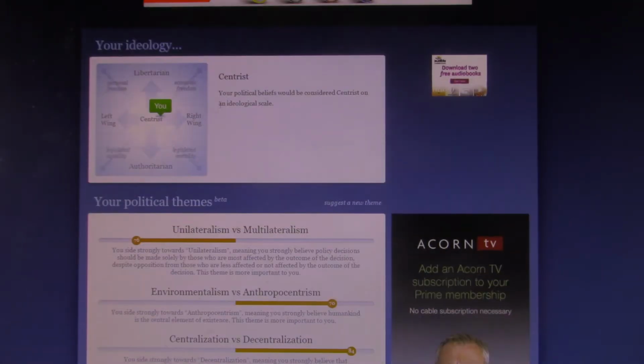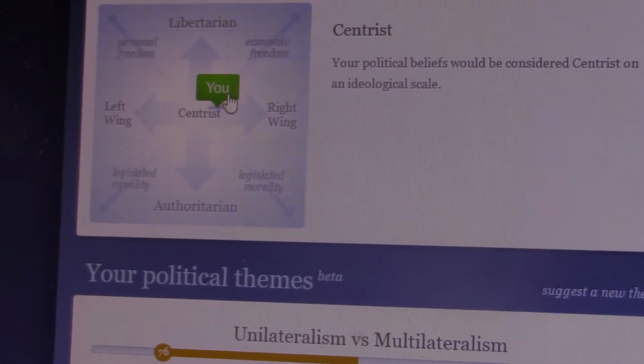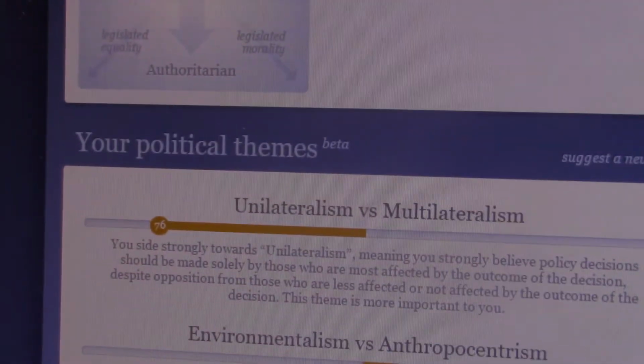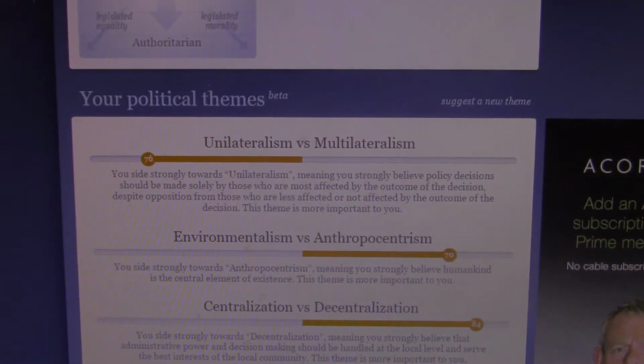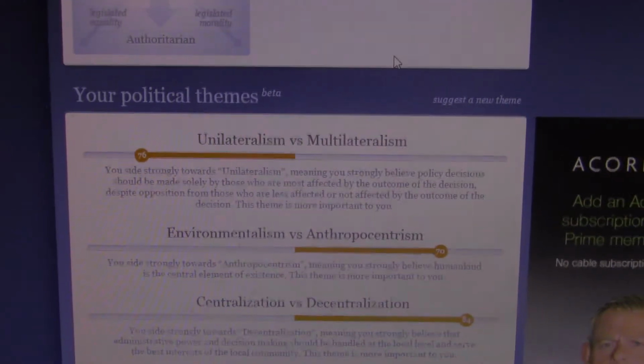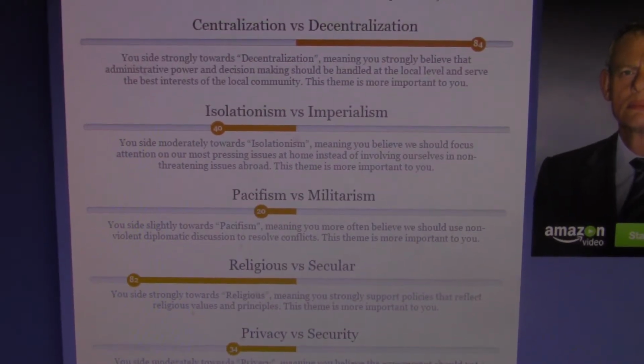Oh, and down here, on isidewith.com, it also puts me on a little scale. That's where I am. So again, a centrist. And then political themes, I lean more towards unilateralism than multilateralism, which means I believe policy decisions should be made solely by those who are most affected by the outcome of the decision, despite opposition from those who are less affected or not affected by the outcome of the decision.